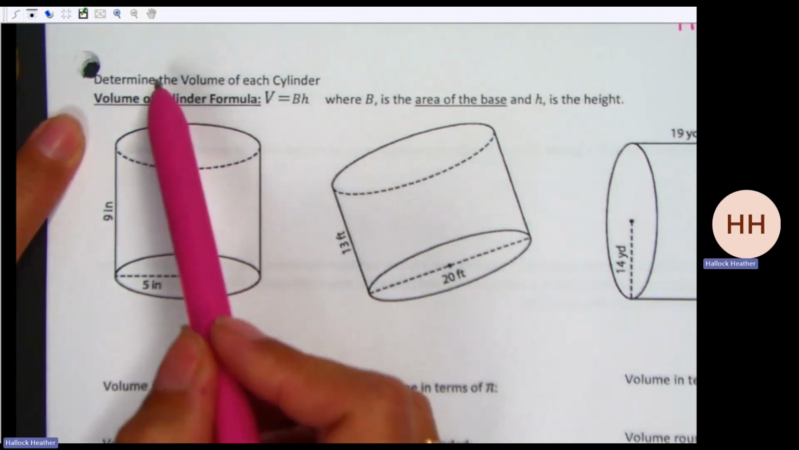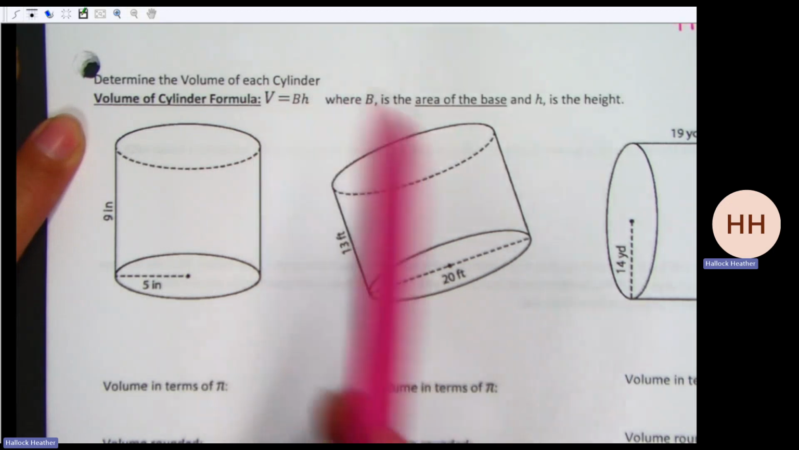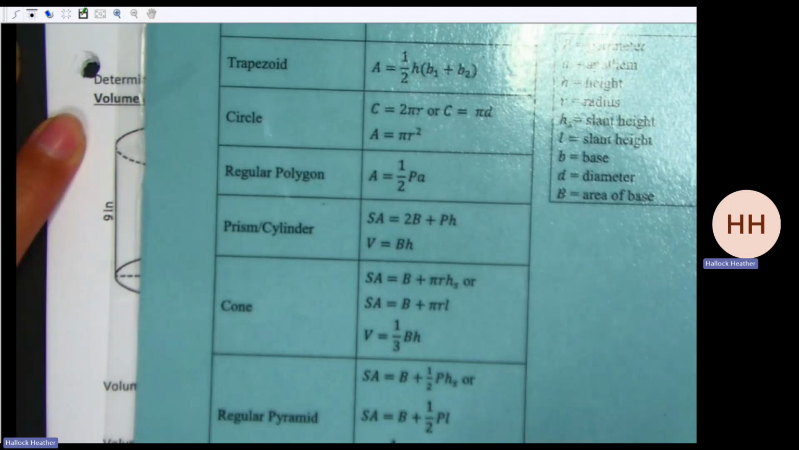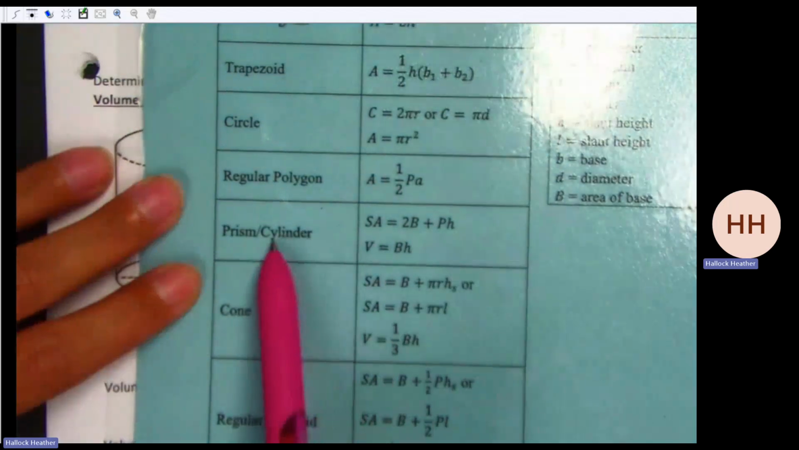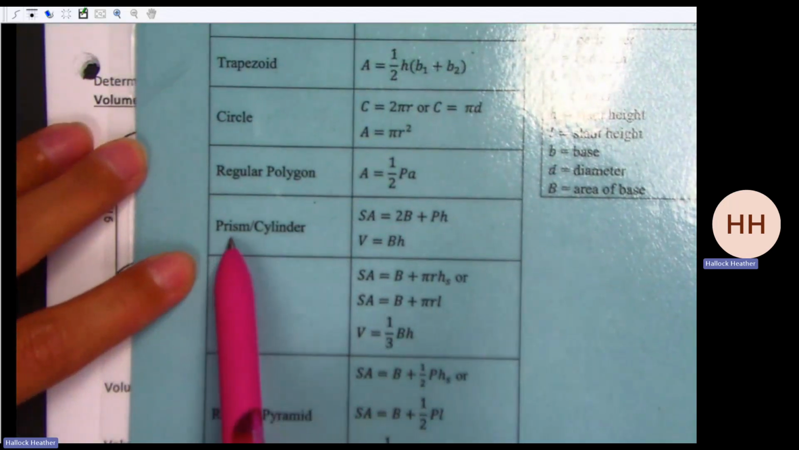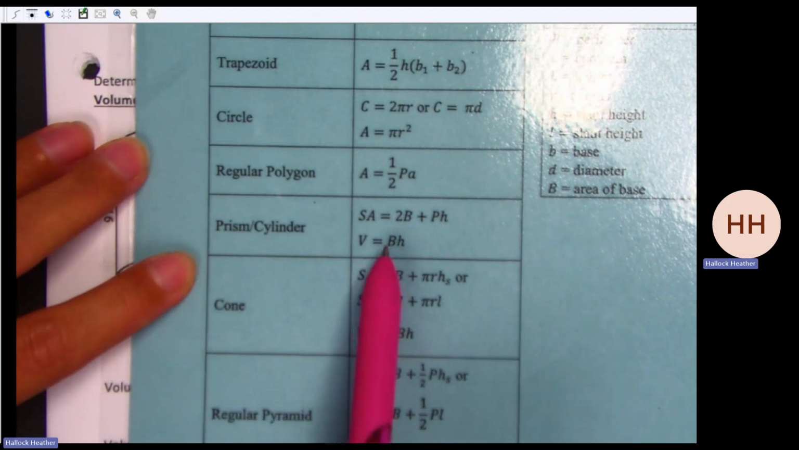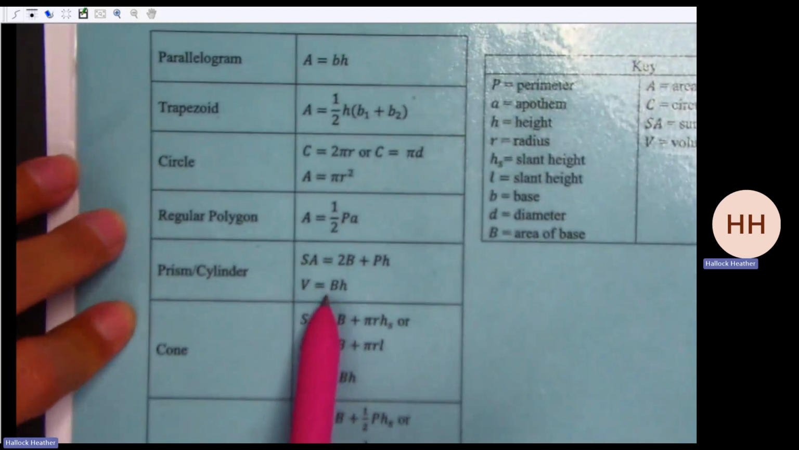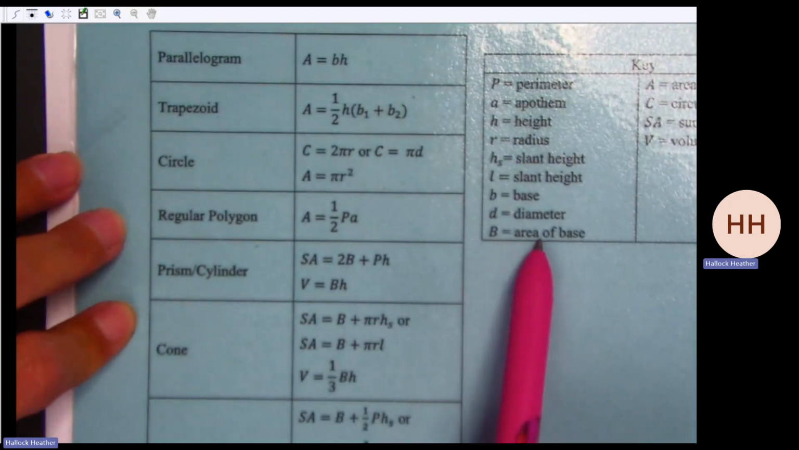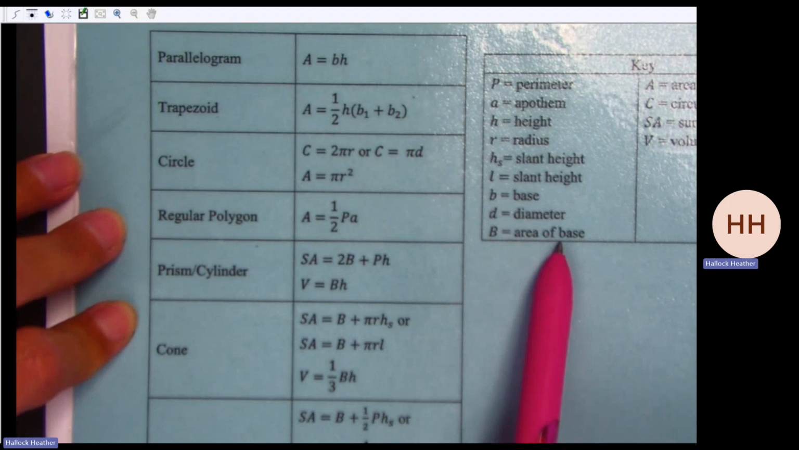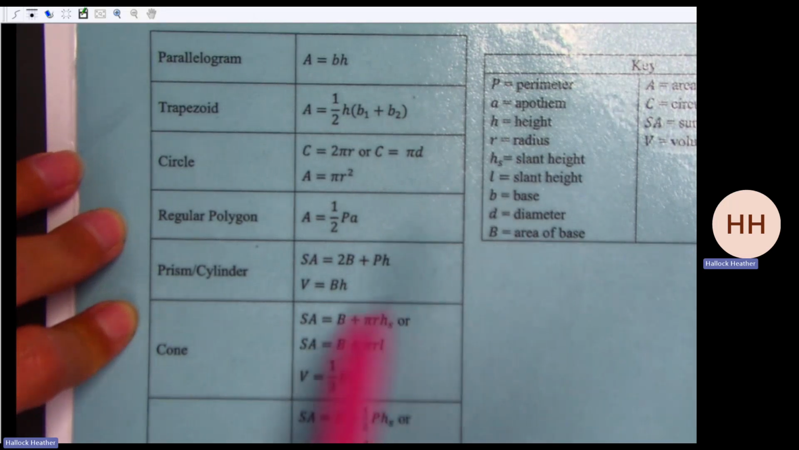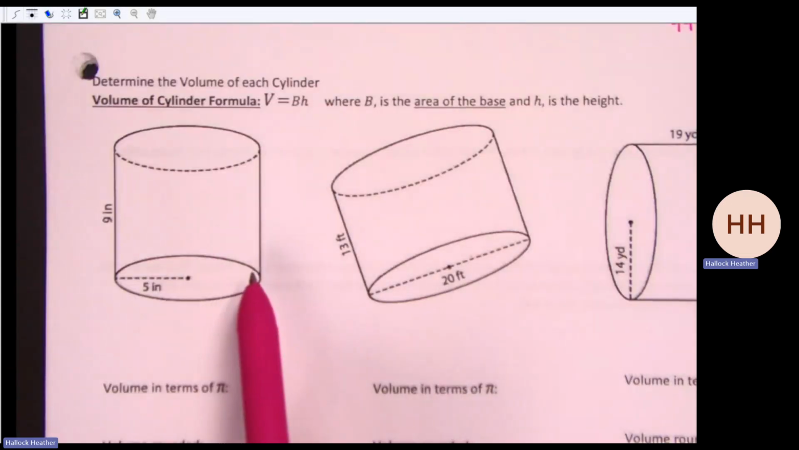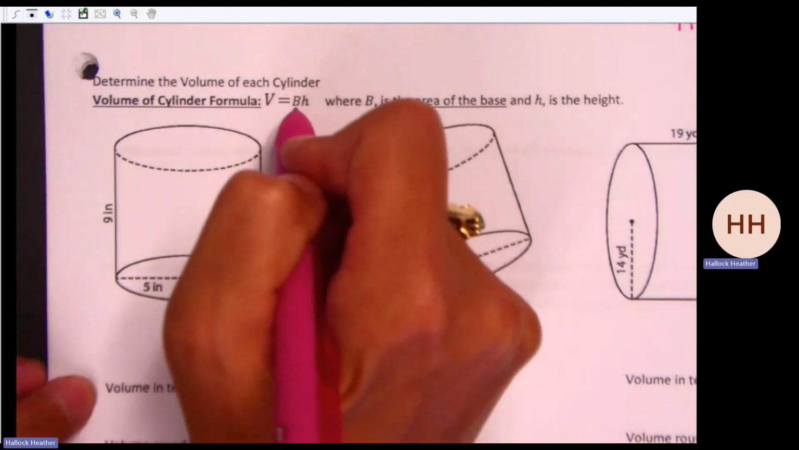So for the volume of a cylinder, this formula looks weird. So if you look at your reference sheet, prisms and cylinders, and we'll talk about prisms later, this is volume equals big B times H. Big B, if you notice over here, does it say what big B is? Yeah. Big B, this is like your key, is the area of the base, because we're going to deal with so many shapes, they've kind of summed this up. If you're talking about a cylinder, what shape is the base of a cylinder?